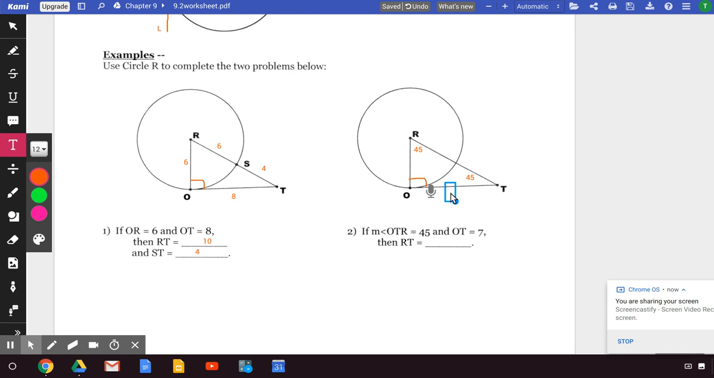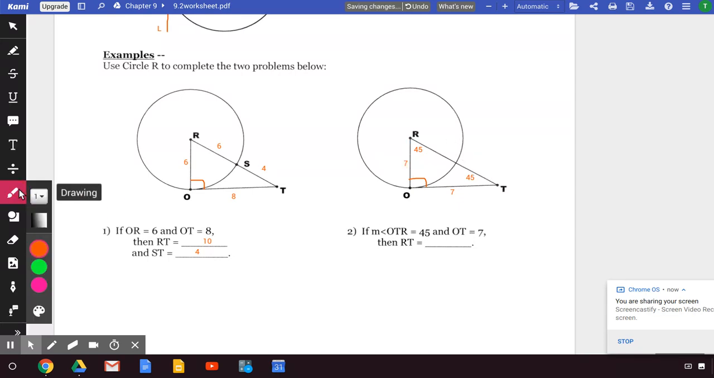And we do know here that OT is 7. And since this is an isosceles right triangle, we also know that OR is 7. And we can do either the Pythagorean theorem in this case, or do our shortcut for a 45, 45, 90. So we can put a 1, 1, and the square root of 2.